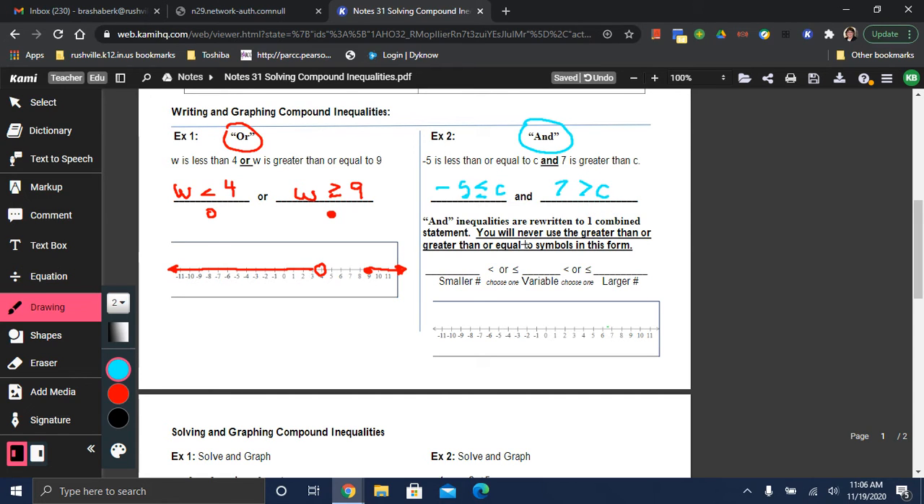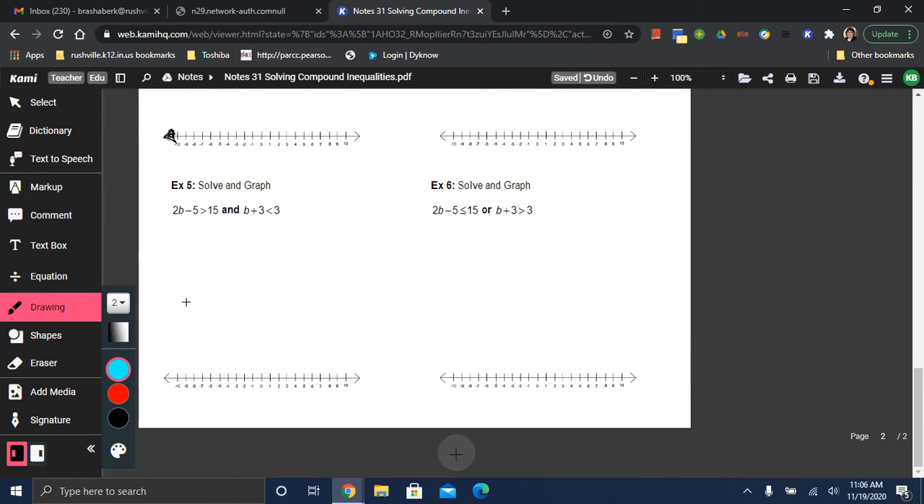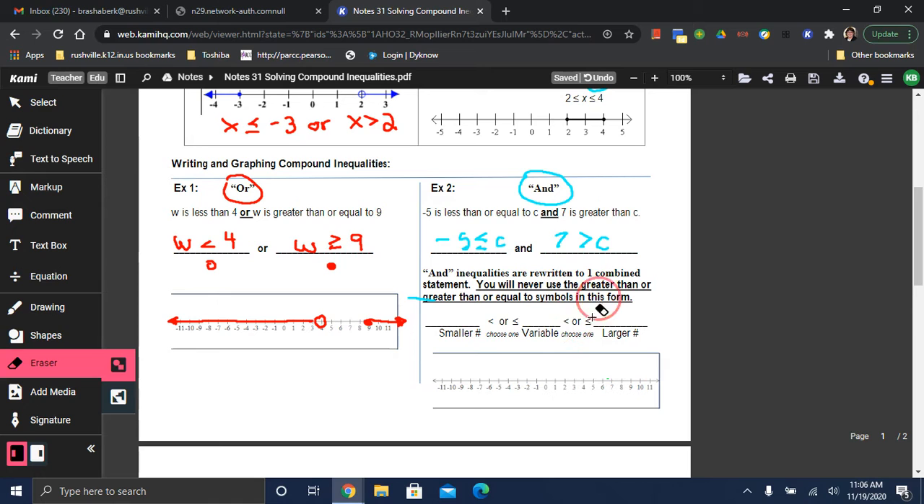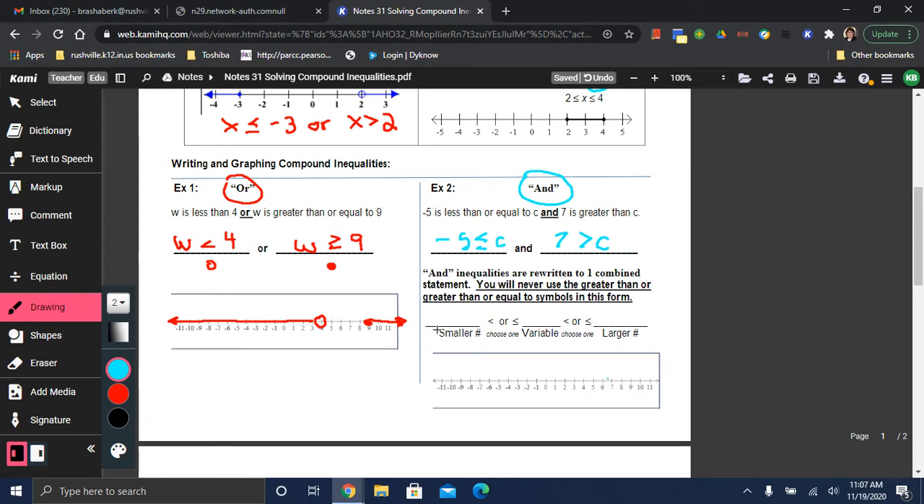Now, when we have and inequalities, we will rewrite them into a combined statement. And make sure that you pay attention right here. I'm going to erase that. Whoops. Our rule is that we will always use the less than symbols. We will never use the greater than or the greater than or equal to symbols when we're writing it in this shortcut form. So we'll always look here for our smaller of the two numbers.